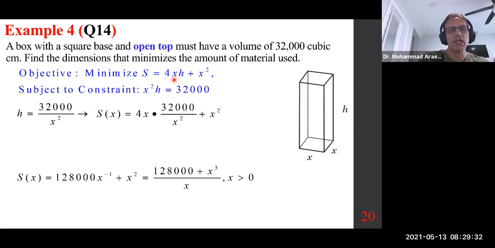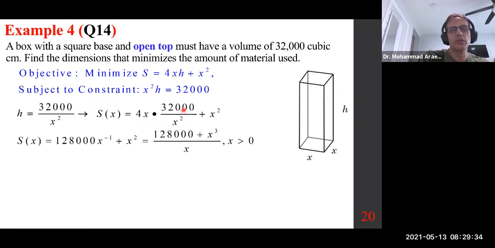We rewrite this as follows. Pay attention to this one. This becomes 128,000 x to the power minus 1 plus x squared. You can put the x at the bottom, take a common denominator, and you get this one. x is positive because it represents dimensions, sides. This one makes it easier to differentiate.